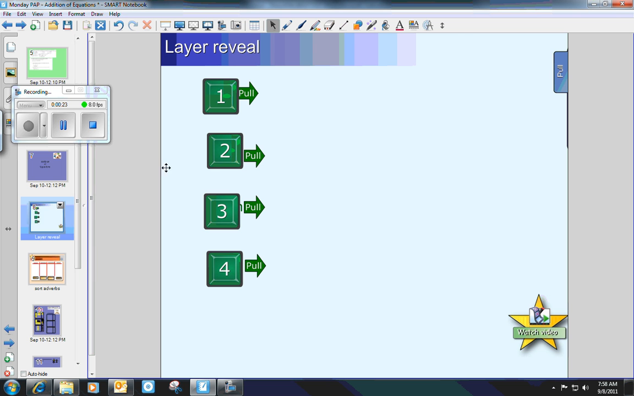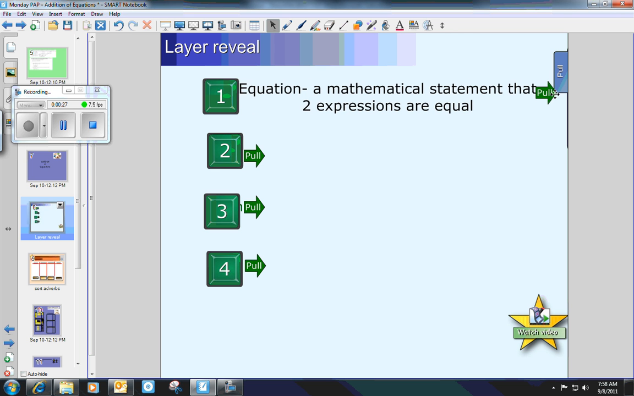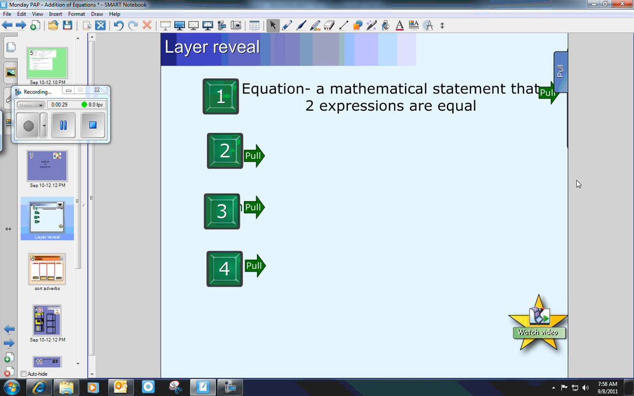Let's talk a little bit about equations. An equation is a mathematical statement that two expressions are equal. So for example, I might have x plus 3 equals 7. Okay, that is an equation. It has an equal sign, it has two halves, and x plus 3 is going to have the same value as 7, so they're equal.